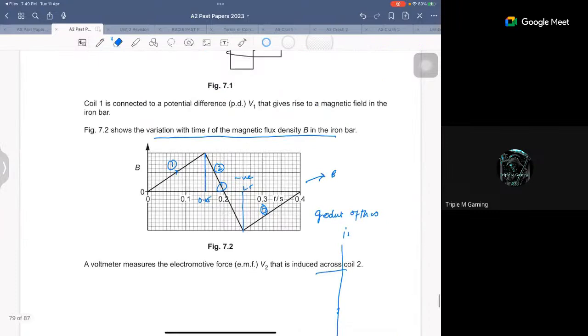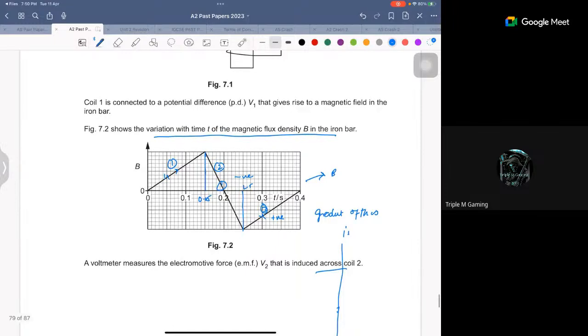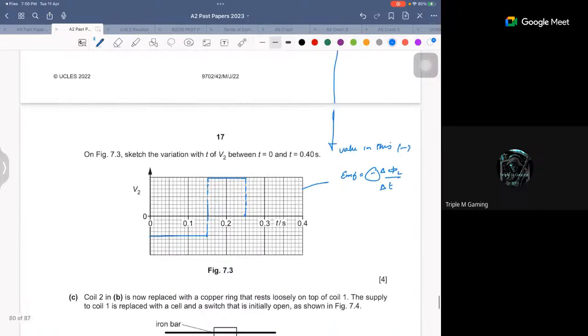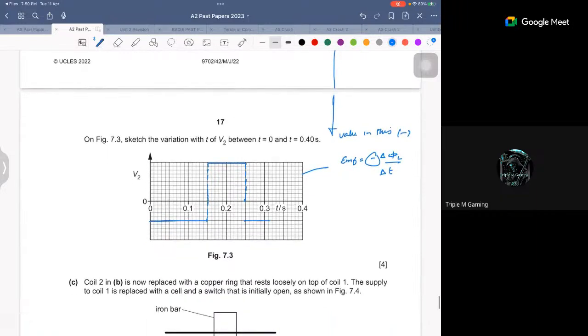And then this one, the third section, is a positive gradient. And I think it's the same gradient. So it's from 2.5 to 4. So the same line in the negative section. Because the gradient is positive, the EMF has to be negative. Do you guys understand this?